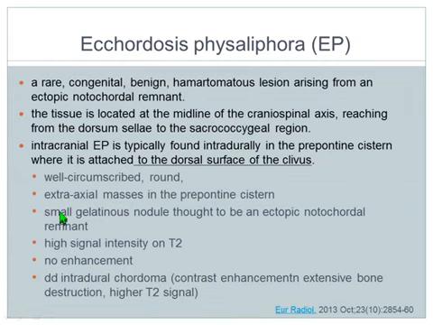It has a content which is gelatinous, demonstrating a high signal intensity on T2. There will be no enhancement. And the differential diagnosis is with the intradural chordoma that will exhibit contrast enhancement, whereas in ecchordosis there is no contrast enhancement at all, and also extensive bone destruction, but also a higher T2 signal.